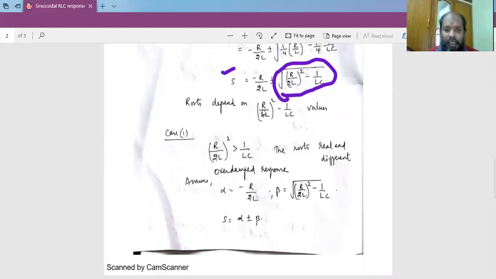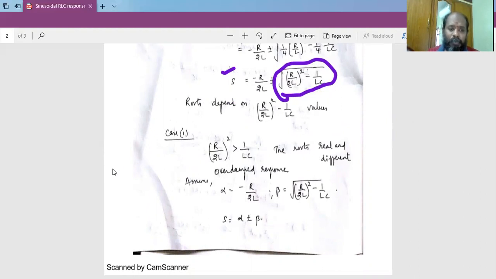The first case I am taking, if this (R by 2L) the whole square is much greater than this 1 by LC, then the roots will be real and different. Let us say if this is 5 and this is 2, then the root will be an integer value. It will be a real value, and the values you obtain will be different, because you will have a number here, and another number here. Plus or minus gives you two different roots, two different values, and those values will be real in nature. It will not have any complex terms. So this condition we call the overdamped condition.